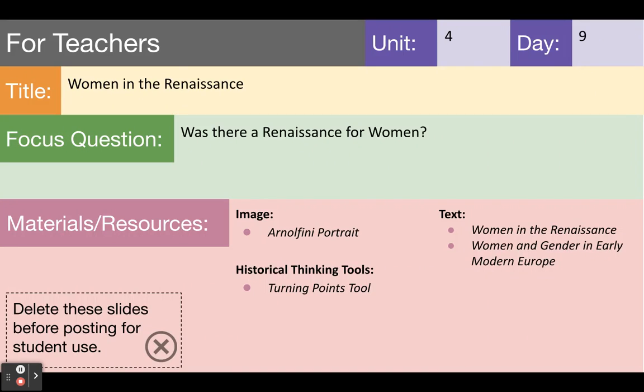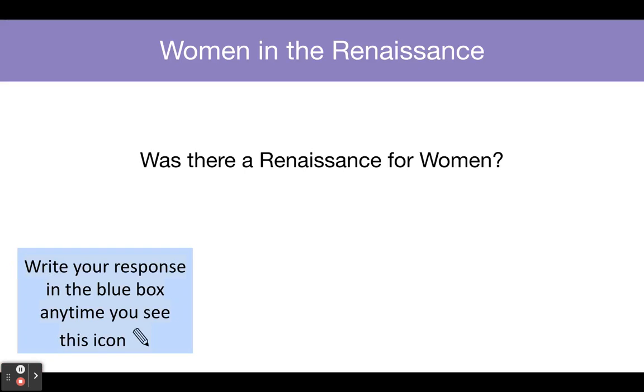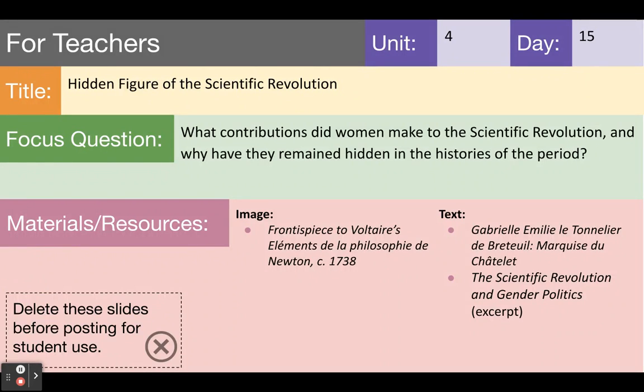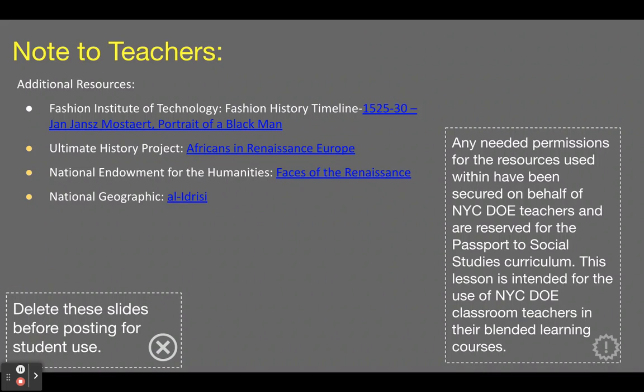In days 9 and 15, women and their roles in these major turning points are discussed. I want to draw special attention to the links that are provided at the beginning in the Note to Teachers Additional Resources slide in the Day 10 lesson. And there are links to websites that may be useful to students to explore these topics for a creative project.